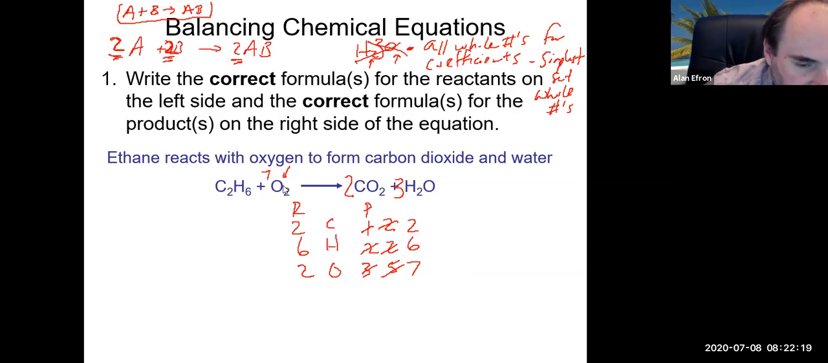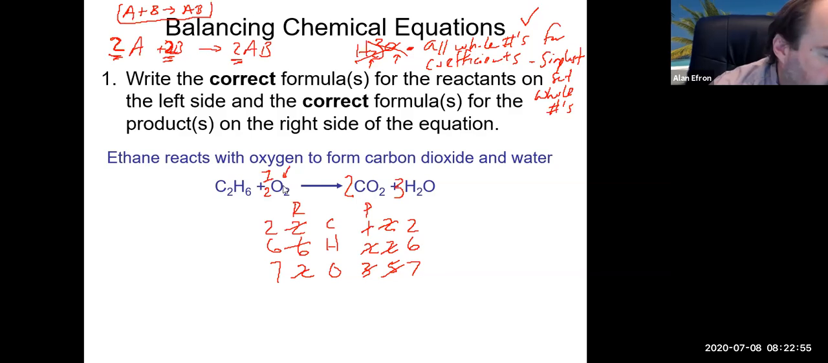So for example, if I use 7 over 2, let's see what that does on the left-hand side. That gives me 2 carbons, still 6 hydrogens, and 7/2 times 2 is 7. At this point, you can see by using a fraction, we are balanced. But there is a problem with that, and that problem is what we talked about up here: when we are all said and done, we have to have all whole numbers for those coefficients. So we cannot leave it as a fraction.